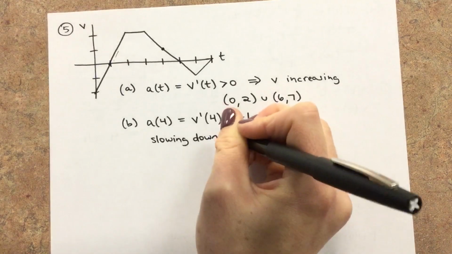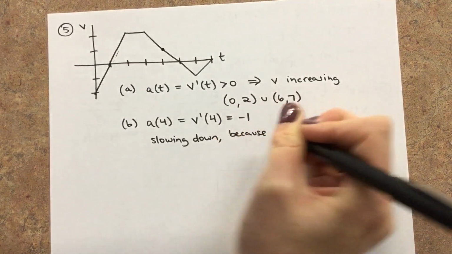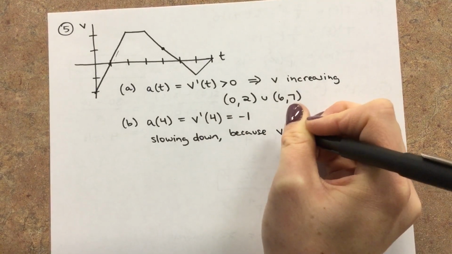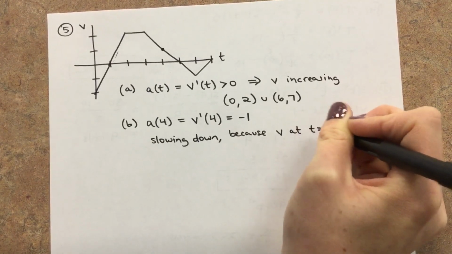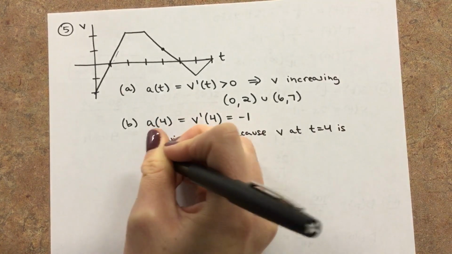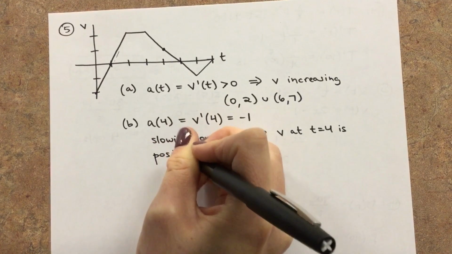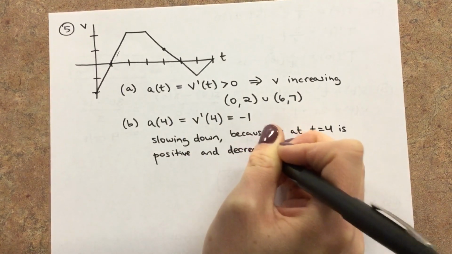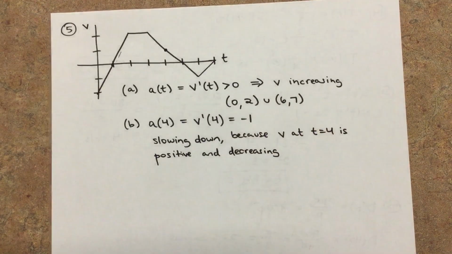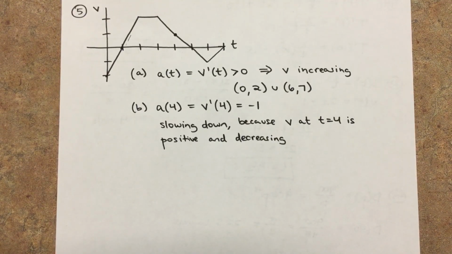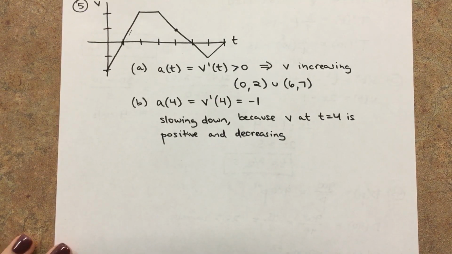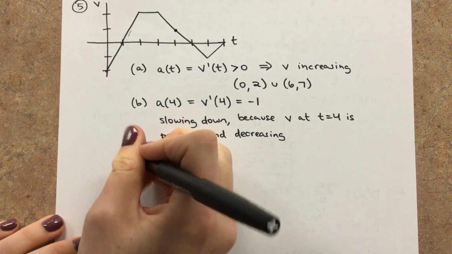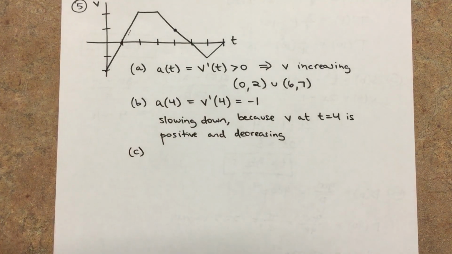And we are going to say that this is because velocity at t equals 4 is positive and decreasing. So something positive that's decreasing heads towards 0, and when velocity heads towards 0, that means it's slowing down. So make sure you're checking acceleration and velocity whenever you have to answer that question. When does the particle change direction?